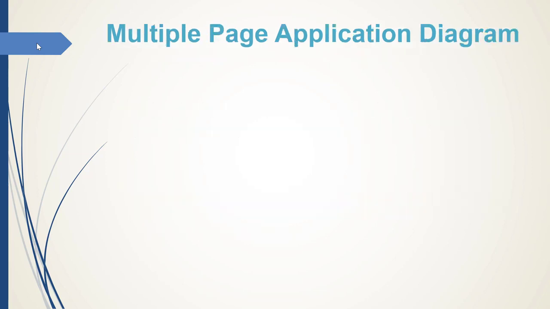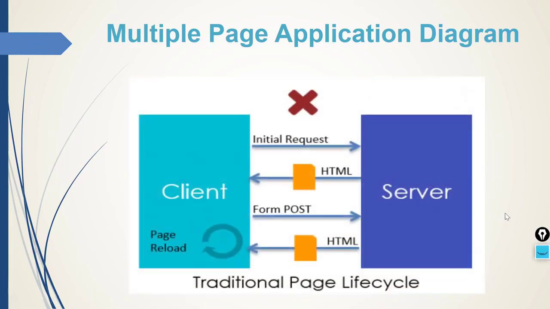So, multiple page application diagram. If you observe this diagram, what you will see is that the client makes the initial request to the server, and then the server gives the HTML the first time the page is loaded. And then every time the client makes a request to the server, every time the page is reloaded, the HTML is provided from the server to the client. So that is multiple page application for you. That is a traditional page life cycle.